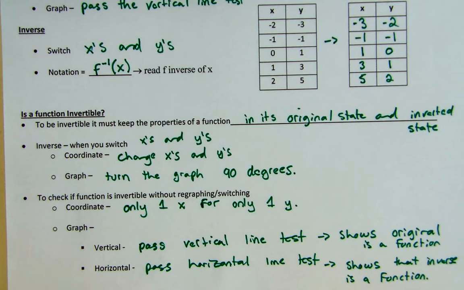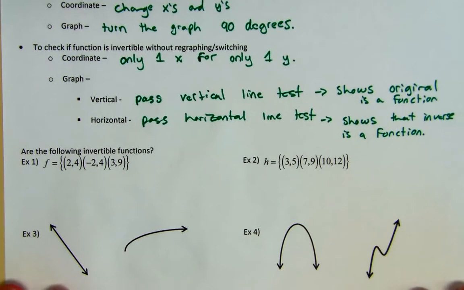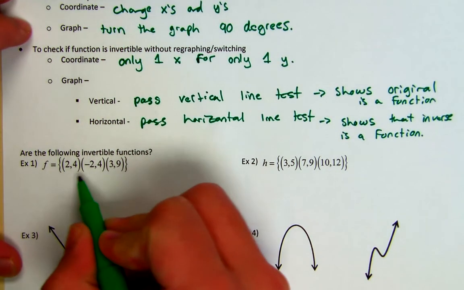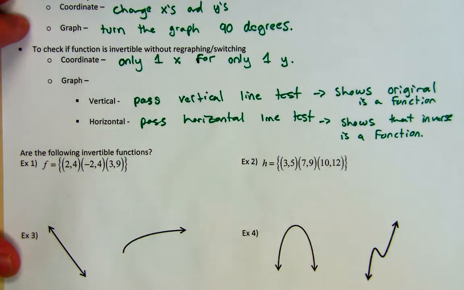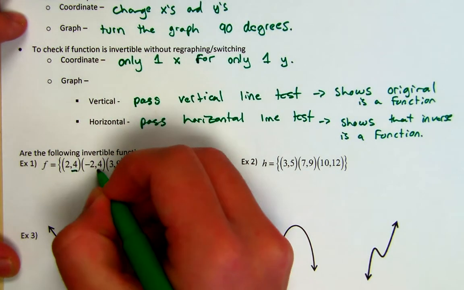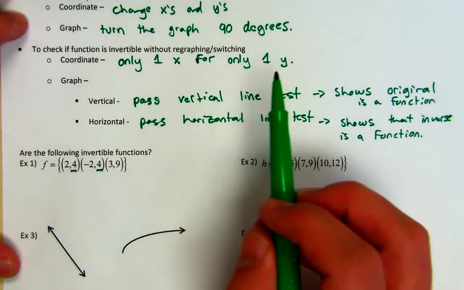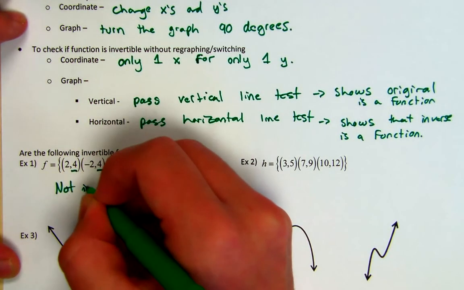So now that we have some notes, let's go ahead and look at some examples. Our first example is f is the set of points (2, 4), (-2, 4), and (3, 9). So you should realize in this set that 4 repeats. Since 4 repeats, we only want one y value. We have 2 here, so this function is not invertible.